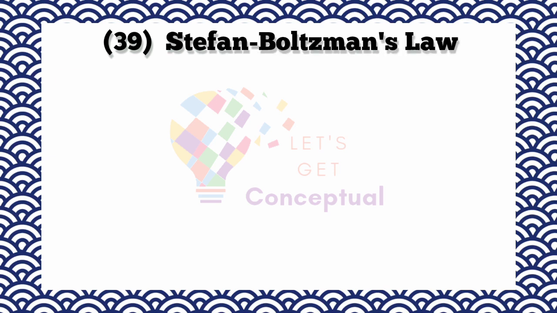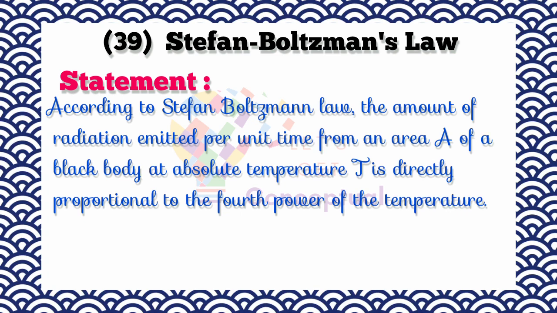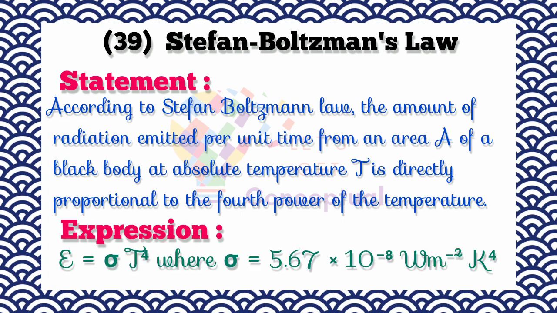Number 39. Stefan-Boltzmann law. Statement: According to Stefan-Boltzmann law, the amount of radiation emitted per unit time from an area A of a black body at absolute temperature T is directly proportional to the fourth power of the temperature. Expression: E is equal to sigma T raised to power 4.